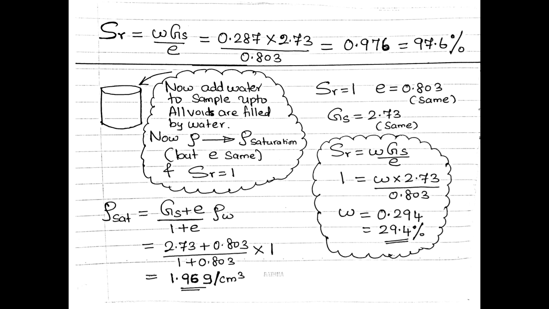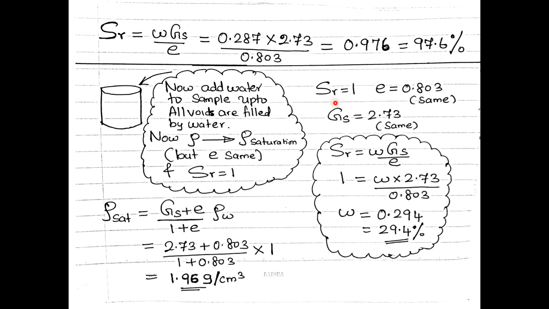Now add water to the sample up to all voids are filled by water, fully saturated. Now rho becomes rho saturation, but the void ratio is the same according to the data. Now SR is equal to 1 because it is 100%. Previously it was 97.6%.